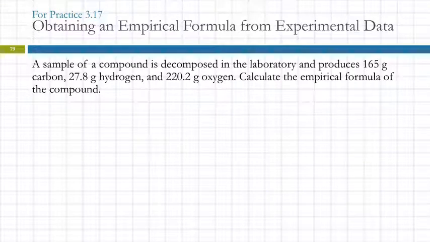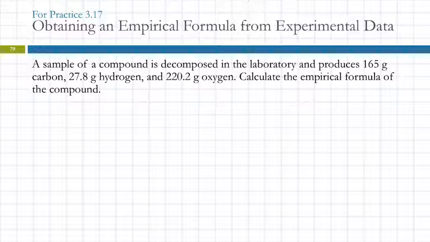So let's do an example. So always good to read the question. A sample of a compound is decomposed in the laboratory, produces 165 grams of carbon, 27.8 grams of hydrogen, and 220.2 grams of oxygen. Calculate the empirical formula of the compound. So the first thing is we need masses of each element. Those were given to us. So we're going to write them down.